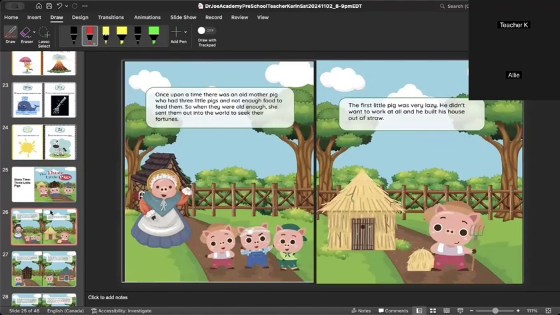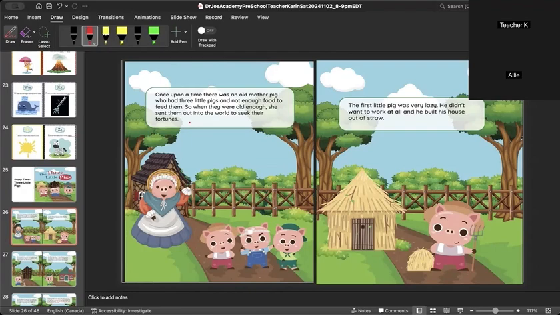Going on to the first page of the book. Can you read this for me, please? Once upon a time, there was an old mother pig who had three little pigs and not enough food to feed them. Okay, pause. We're going to read this one more time. Can you read that again for me, please? There was an old mother pig who had three little pigs and not enough food to feed them. Perfect.